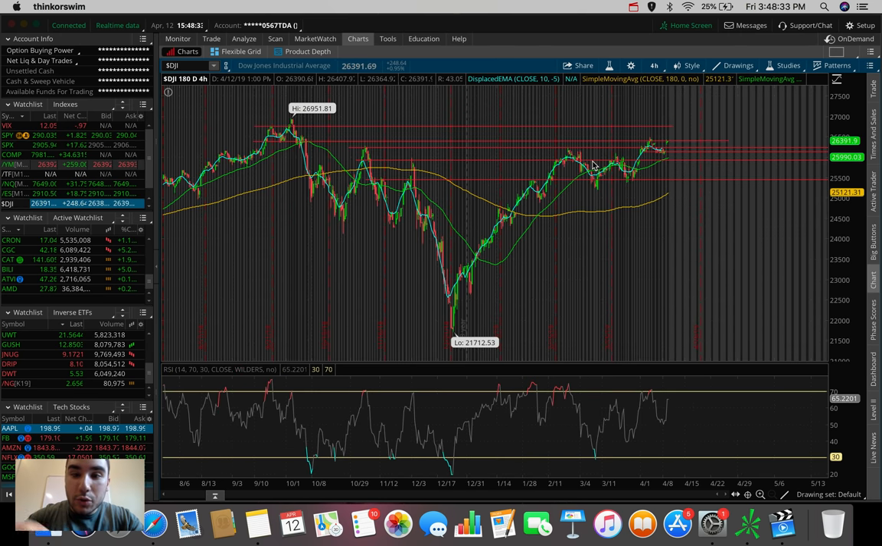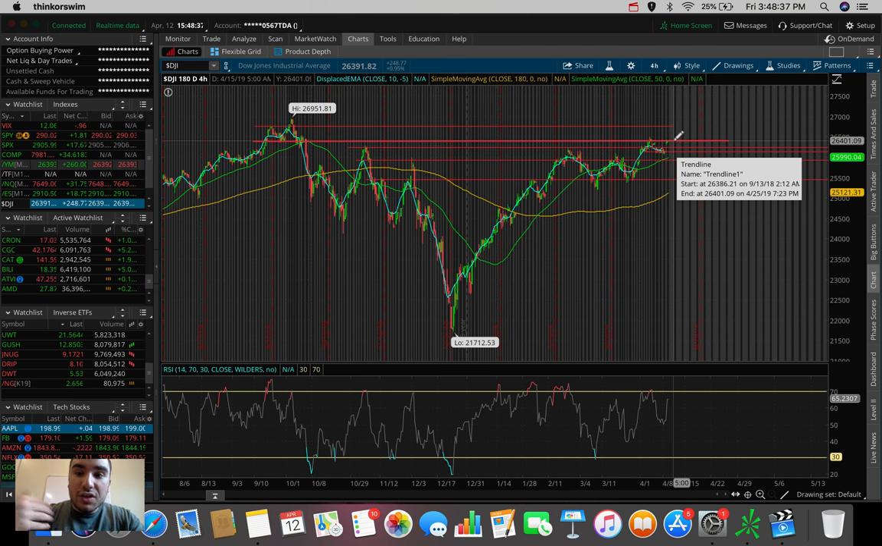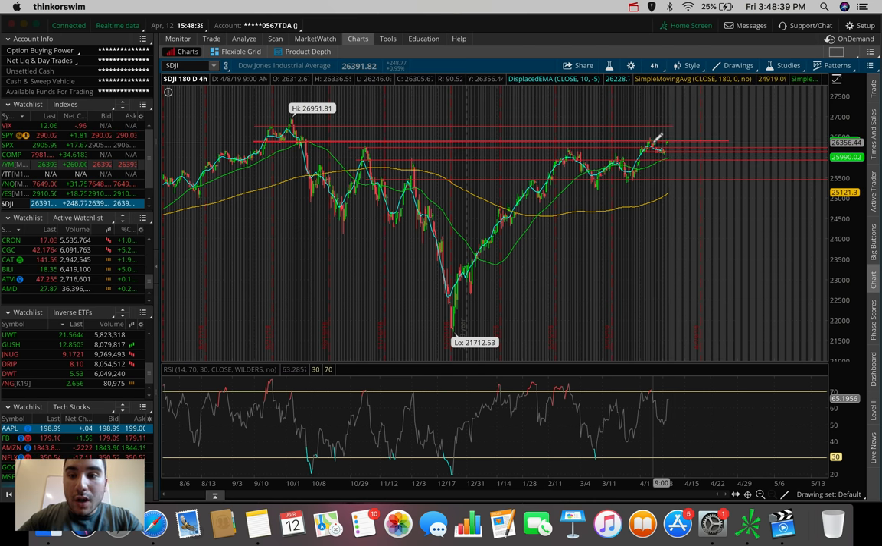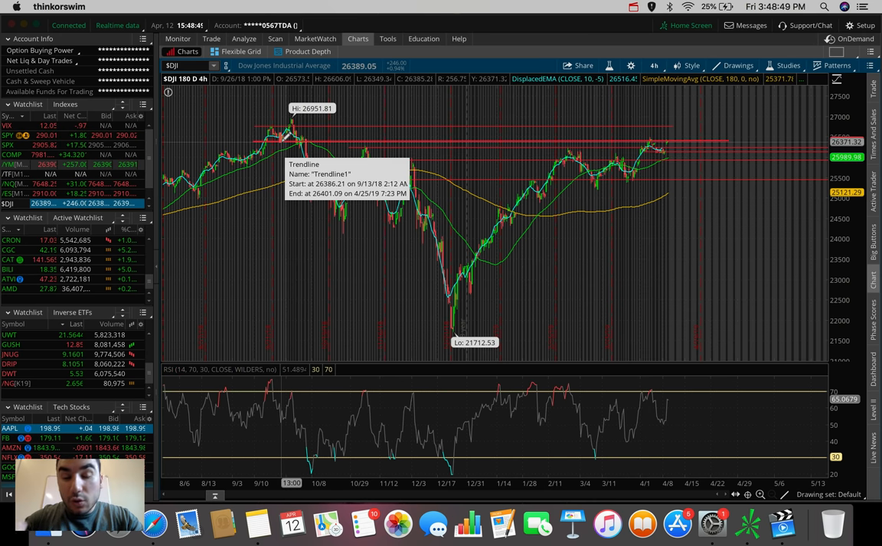So the Dow Jones, again, very solid day today. It seems like we're testing that resistance from a couple of days ago at $26,400, right? We saw the rejection there, which was a previous support from back towards the end of September in 2018.